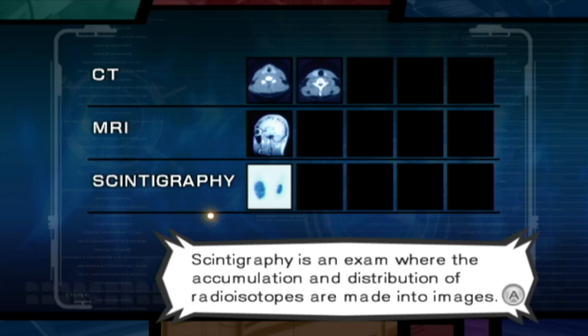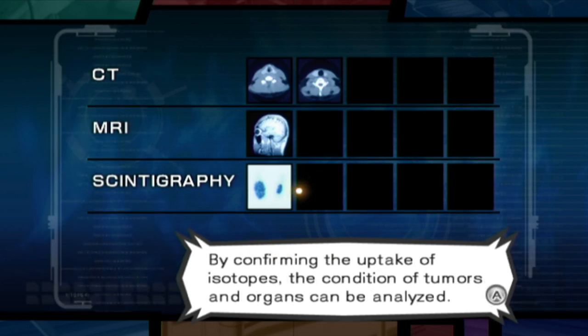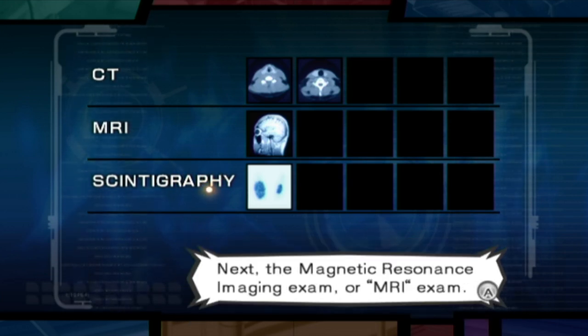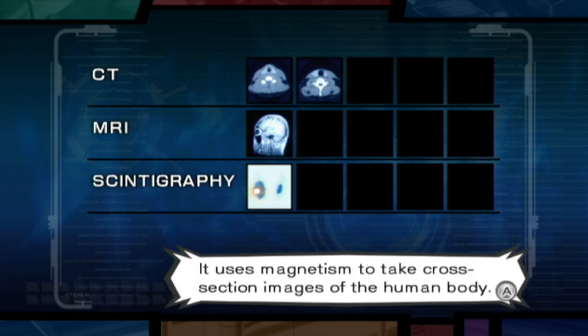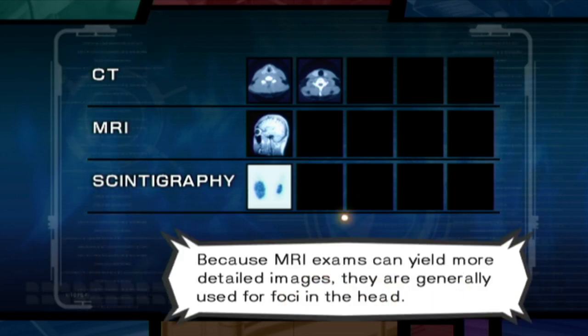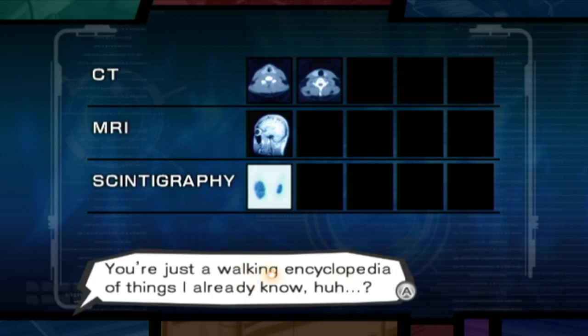Scintigraphy is an exam where the accumulation and distribution of radioisotopes are made into images. By confirming the uptake of isotopes, the condition of tumors and organs can be analyzed. Next, the magnetic resonance imaging exam, or MRI exam. It uses magnetism to take cross-section images of the human body. It is similar to a CT scan, but there is no exposure to radiation. Because MRI exams can yield more detailed images, they are generally used for foci in the head. You're just a walking encyclopedia of things I already know, huh?